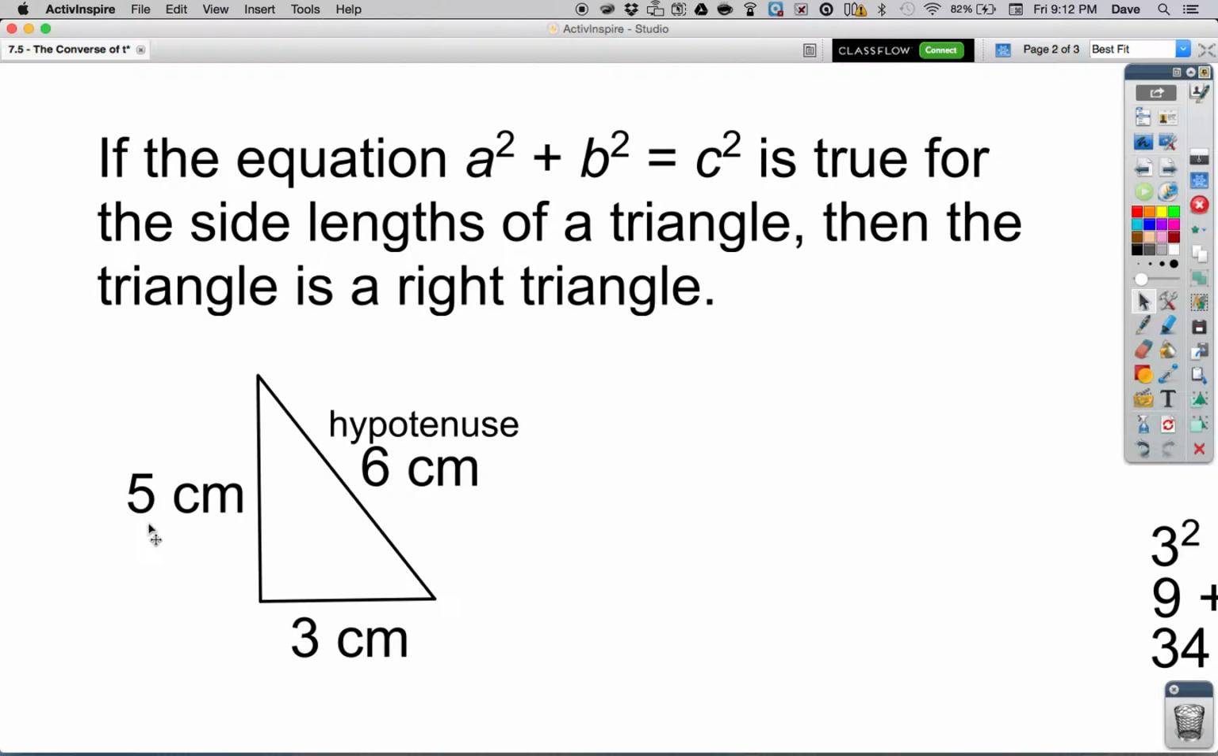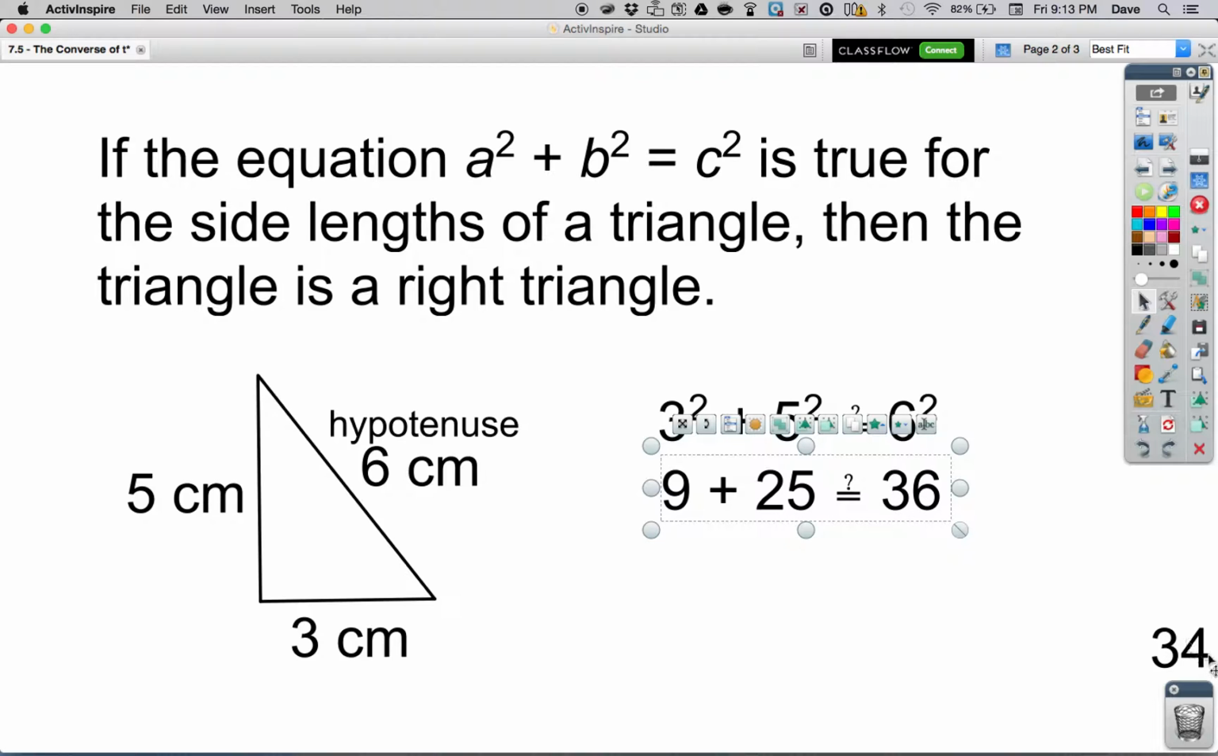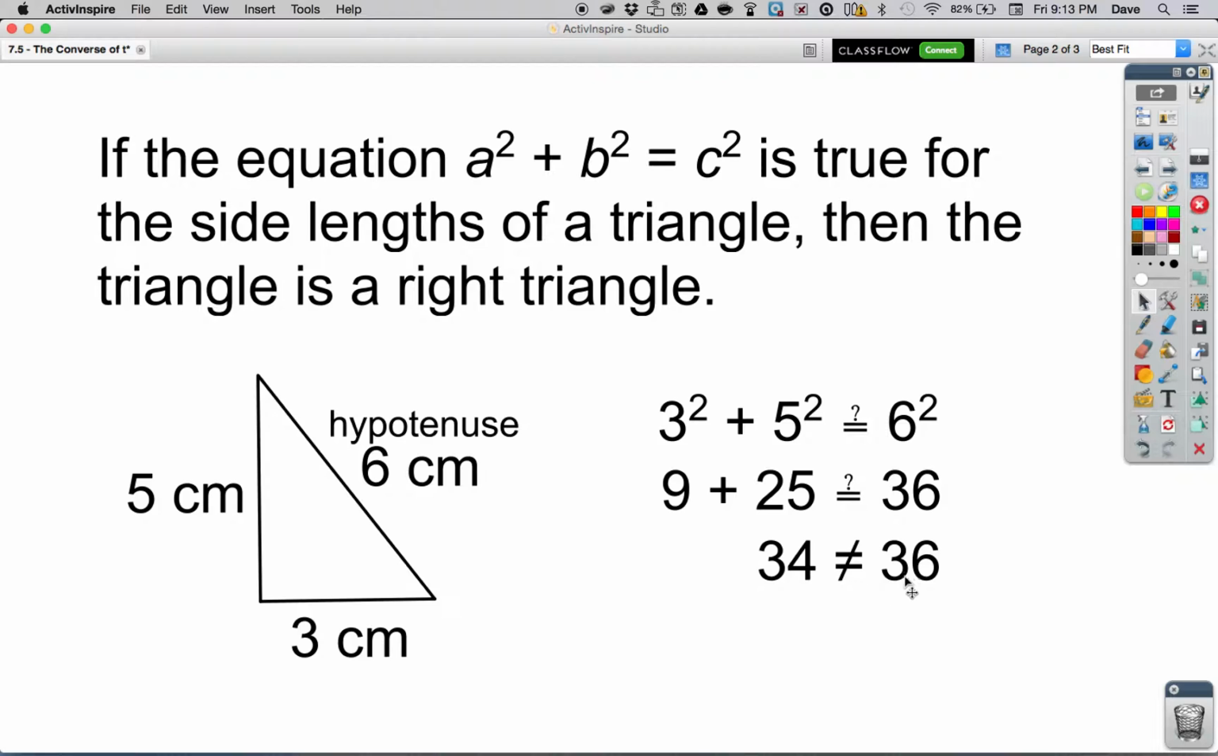And don't forget, when I put them in the formula, which one's A, which one's B, it doesn't matter. They're interchangeable. So I can just plug them in like this. 3 squared plus 5 squared, does it equal 6 squared? Well, if we do the math, 3 squared is 9, 5 squared is 25, 6 squared is 36, and if we add 9 plus 25, we get 34. 34 does not equal 36, so no. This is not a right triangle, and I cannot label this as a 90-degree angle.